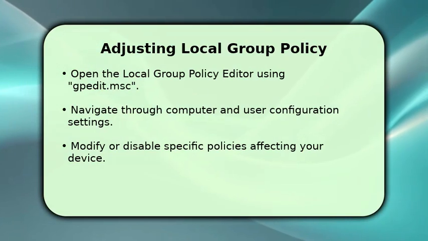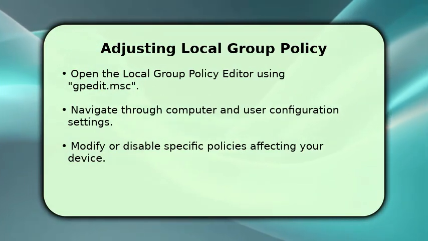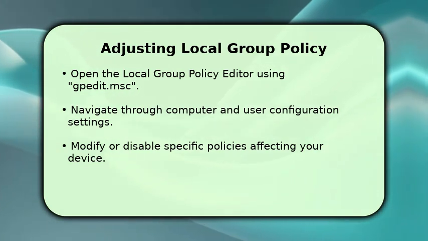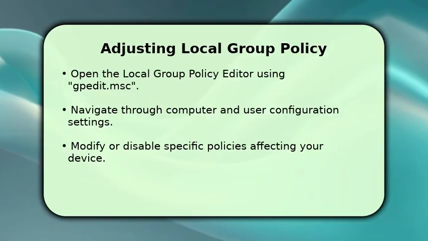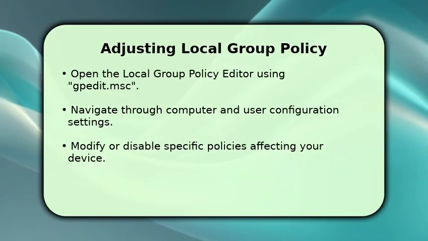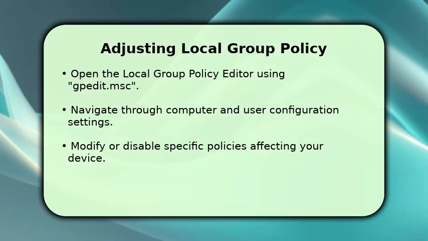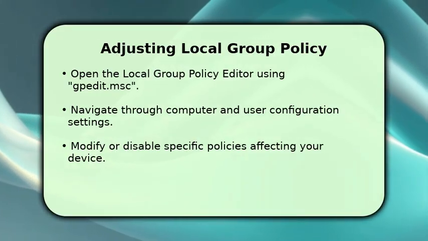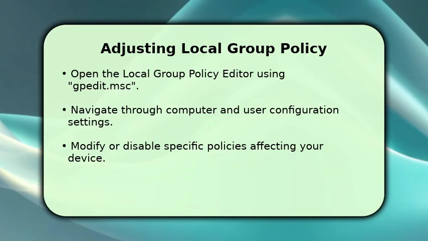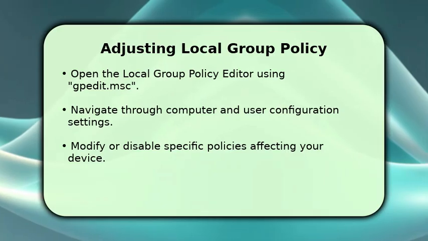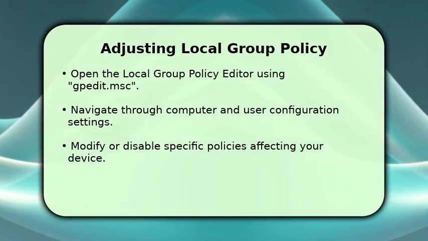If you have administrative access, you can explore the Local Group Policy Editor. To open it, type gpedit.msc into the Run dialog. Here, you'll find various settings under both Computer Configuration and User Configuration. Carefully review and adjust policies that might be imposing restrictions. Remember, making incorrect changes can affect system stability, so proceed with caution and understand each setting's purpose.